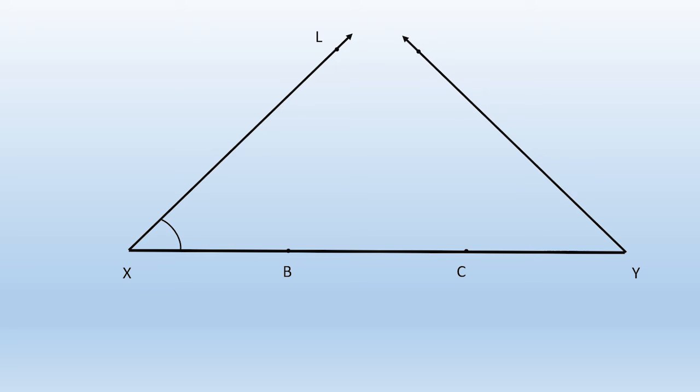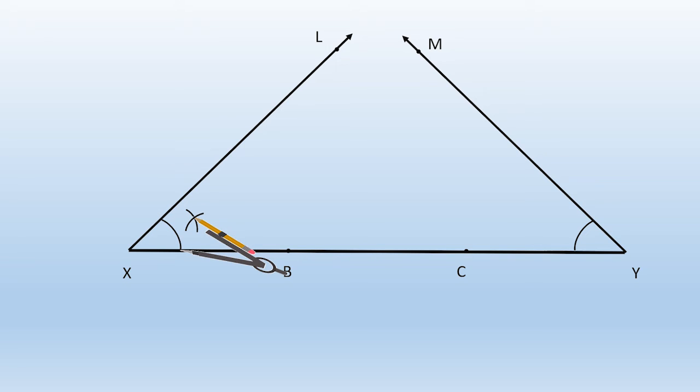Construction of a triangle given its perimeter and its two base angles. Given the base angles, say angle B and angle C, and BC plus CA plus AB, you have to construct the triangle ABC. The steps of construction are: Number 1. We have to draw a line segment, say XY, equal to BC plus CA plus AB.